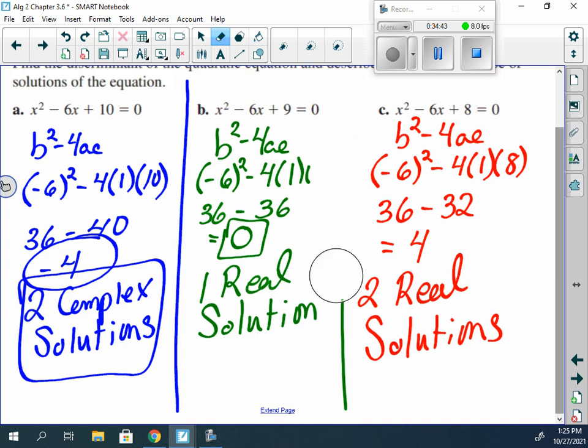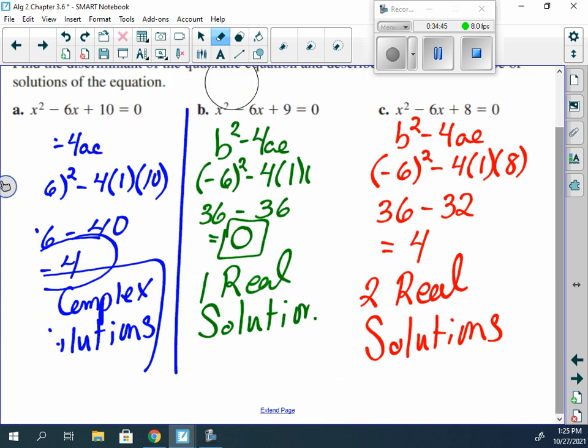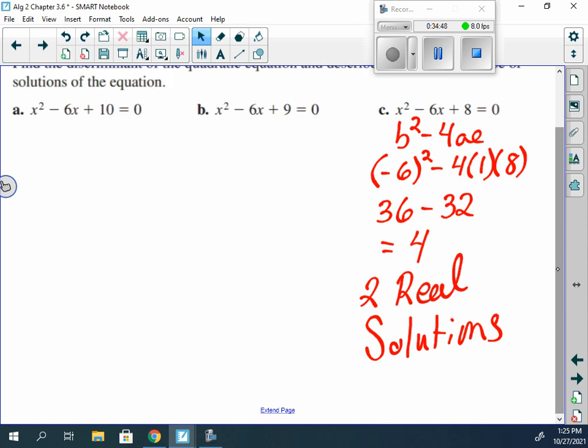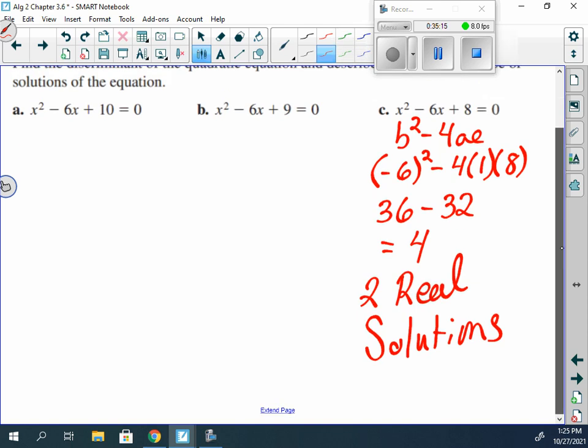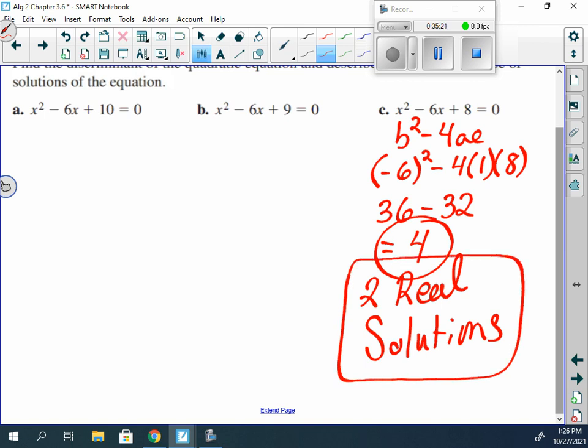Okay. Now, this isn't entirely what the question asks for, because it asks for one more part to it, and it asks for us to find the actual answers. On the test itself, I will ask for the discriminant and types of solutions. Here, first, it says find the discriminant of the quadratic equation. Describe the number and types of solutions. So it wanted 4, two real solutions, and then it actually wants what they are.